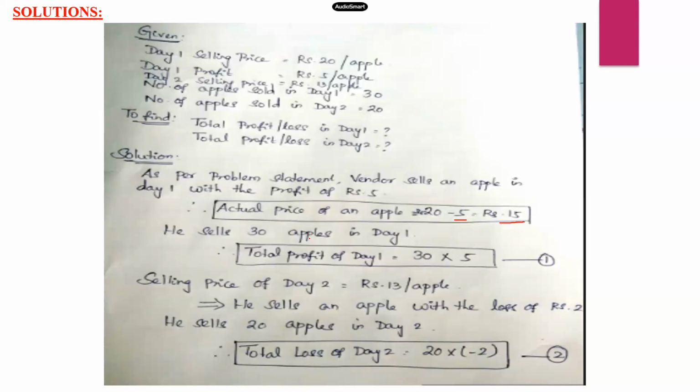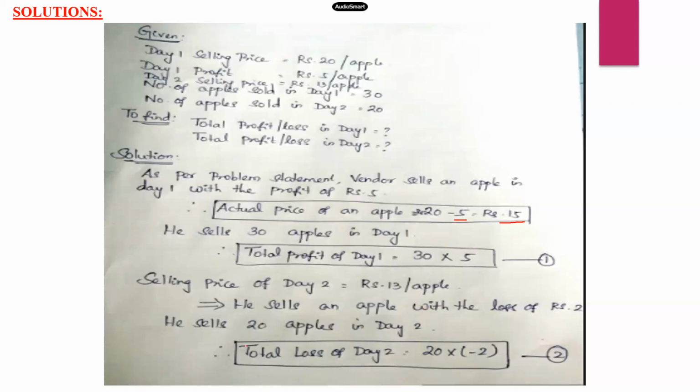He sells 30 apples on day one. So what is the profit or loss? The total profit of day one, we have already mentioned the profit is 5 rupees. On that particular day, 30 apples he sold. So 30 into 5, that is equation number 1. And the selling price on day two is rupees 13 per apple. So he sells an apple with a loss of rupees 2, because the actual price of the apple is 15, but the next day he sells an apple at rupees 13. So obviously 2 rupees will be lost.